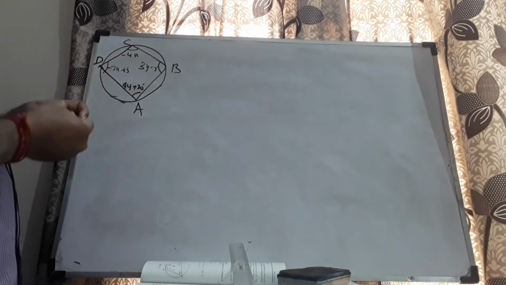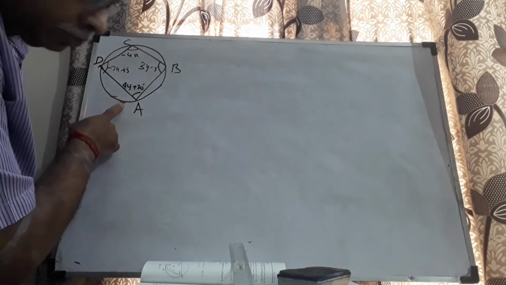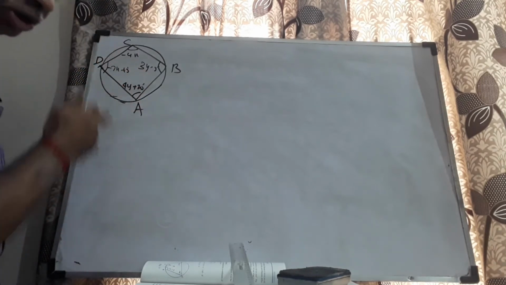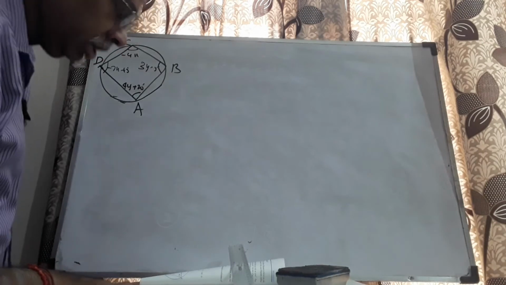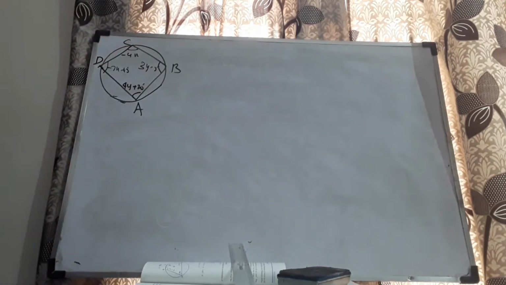Okay, I repeat. ABCD is a cyclic quadrilateral. Angle A is 4y plus 20. Angle B is 3y minus 5. Angle C is minus 4x. Angle D is minus 7x plus 5. I need to find the four angles of the cyclic quadrilateral.